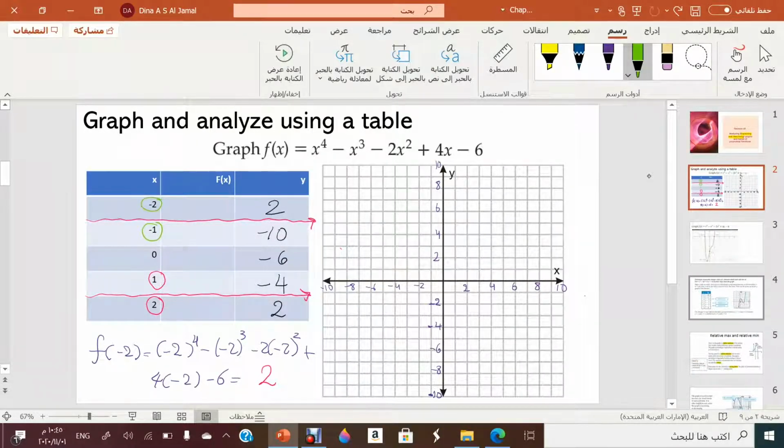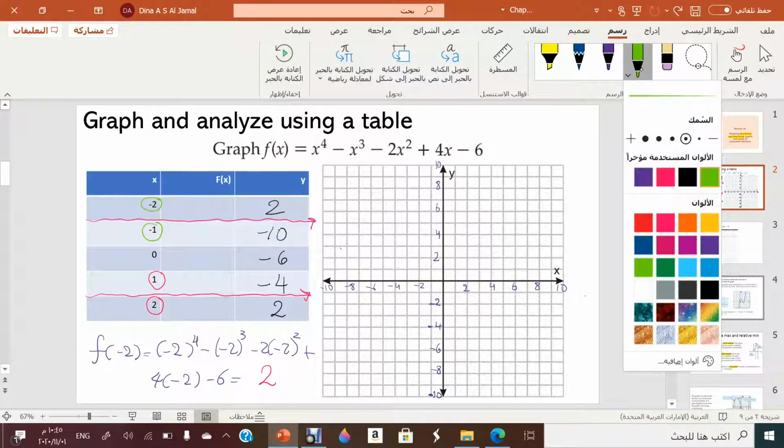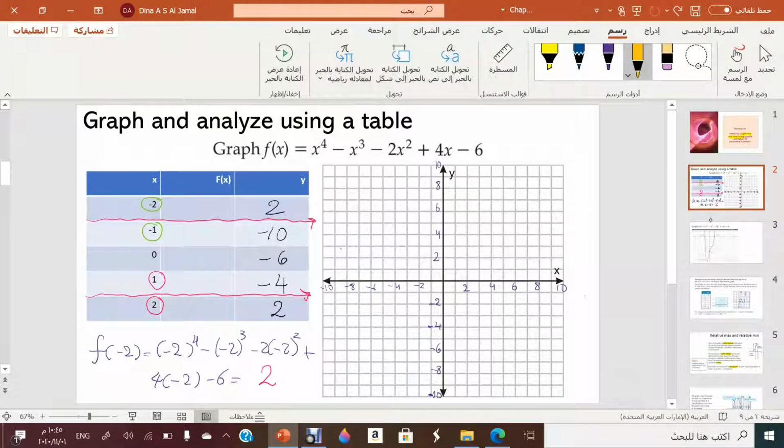So other than this, how can I know whether I'm having a relative maximum or a relative minimum? Let's study the f of x. What happens to the f of x? So I was having 2, then it started to minimize. So your value started to minimize. Then it reached a value and it started to maximize. So regardless of the shape of the polynomial, I know that I'm having f of x decreasing, then f of x increasing. That means I'm having a minimum here.